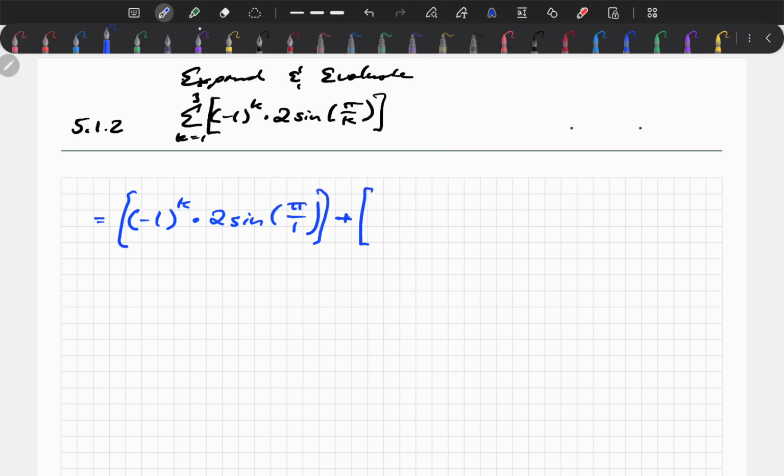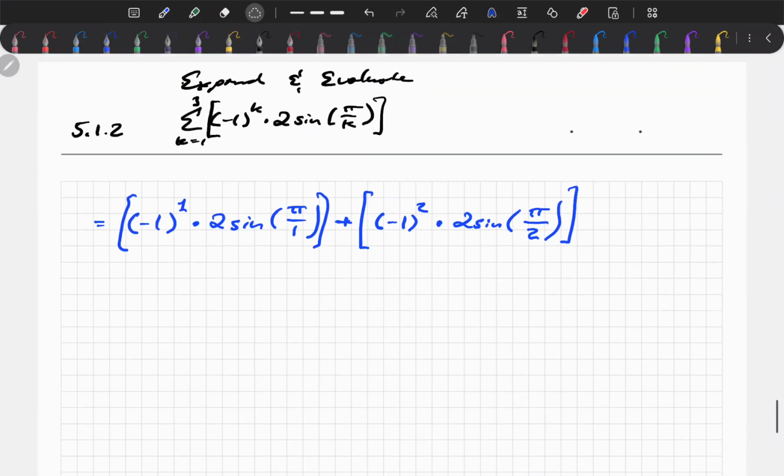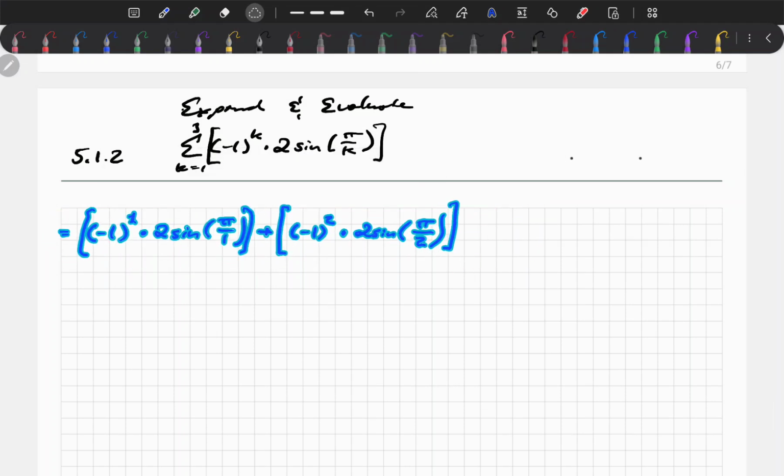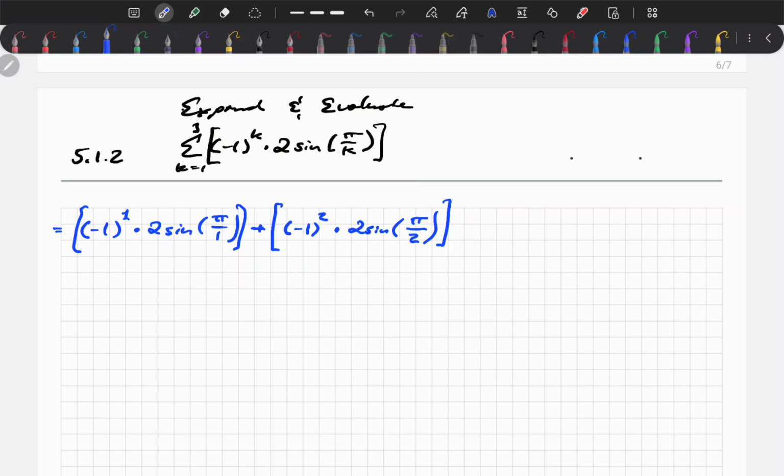So k is 1 in our first term, obviously, and then in our second term k will be 2, so negative 1 to the power of 2 times 2 sine of pi over k. K is 2, which is our second term. Running out of room, I'm going to move that back over.